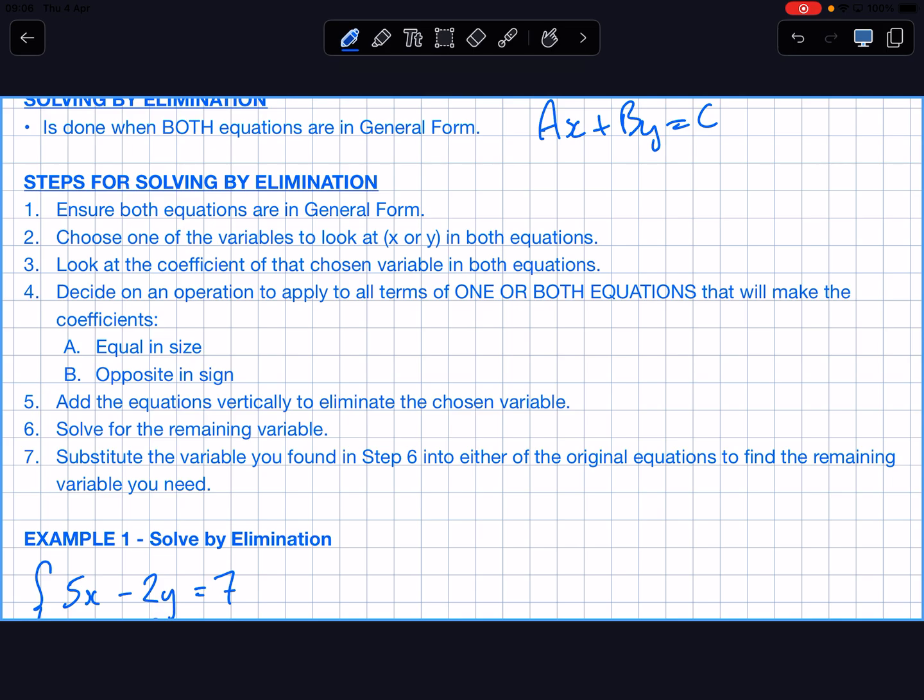Do you guys remember doing this in primary school? So 236 plus 19. Have you added like that before? 6 plus 9 is 15, carry the 1, 3 plus 1 is 4, 5, and then 2 down. You can do that with algebra as well. That's adding vertically. Lastly, not second to last, step 6, solve for the remaining variable. And then once you've got that, you substitute the variable you found in step 6 into either of the original equations and find the remaining variable you need.